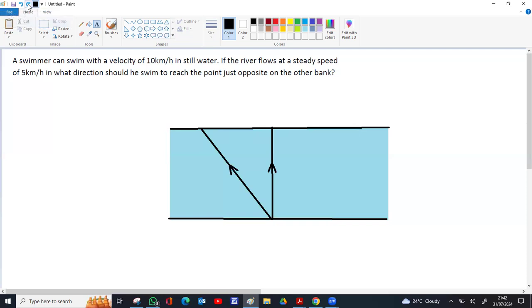So this is the direction the person is expected to swim so that the resultant of his swimming speed and the river velocity will give the resultant velocity straight opposite. So this is the calculation he has to do before swimming. So now this angle is what is to be calculated.